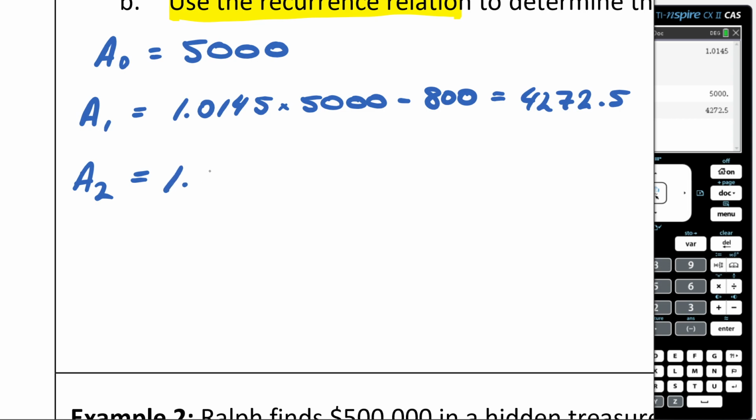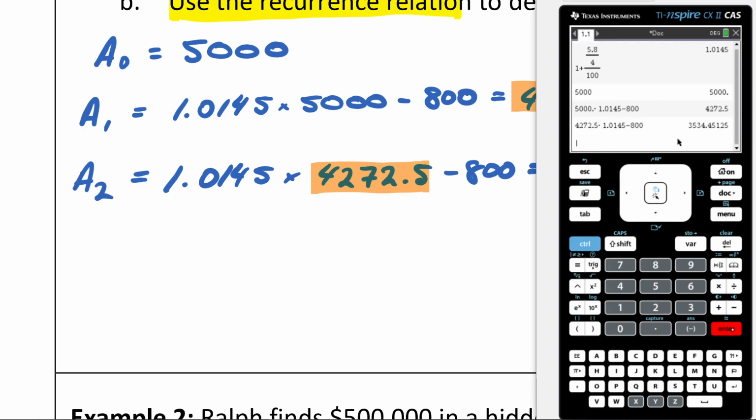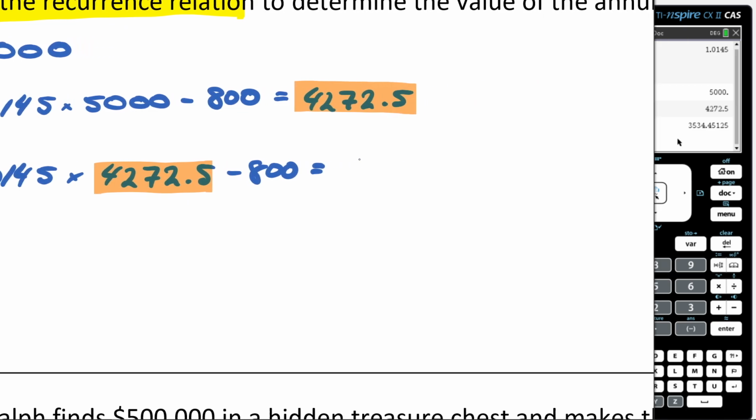Then we come over here and we're going to go A2. And I'm going to go 1.0145 times by 4272.5 minus 800. Take note that what I did here is I took this value here and I popped it down there. The great thing is with your CAS, you just have to hit enter and it will give you what the next value is, just like that. So now I'm going to get 3534.451. Now I'm just going to go dot, dot, dot.